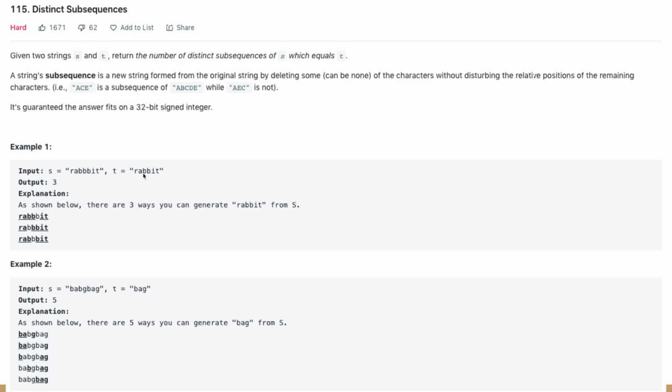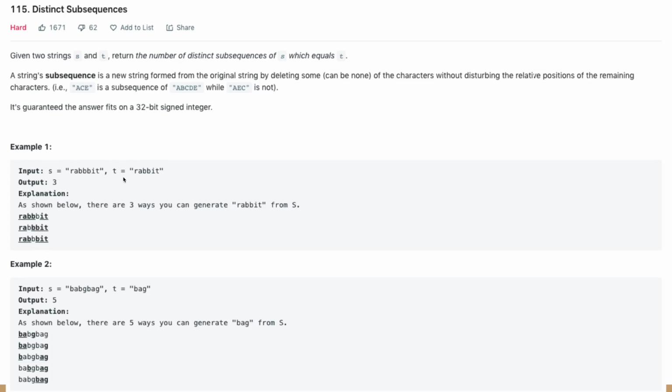So we match the first B. And now the second B is also the same. And we will have 3 different options. We can use the first B and the second B, or we can use the second B and third B, or we can use the first B and the third B. Now this is a problem.